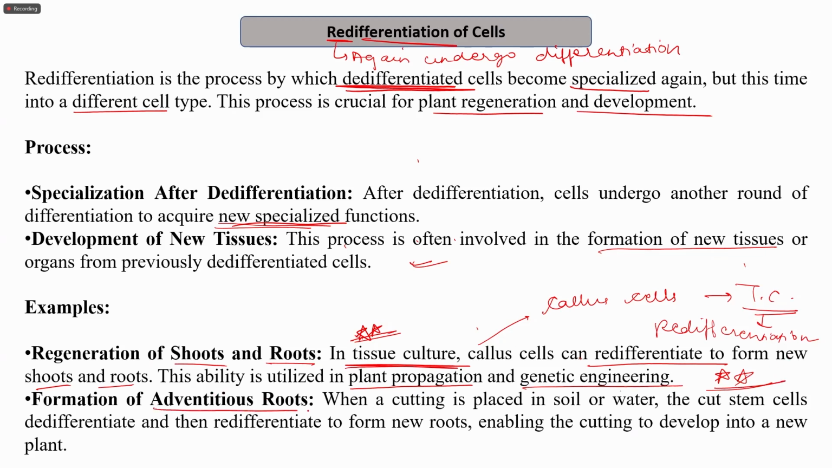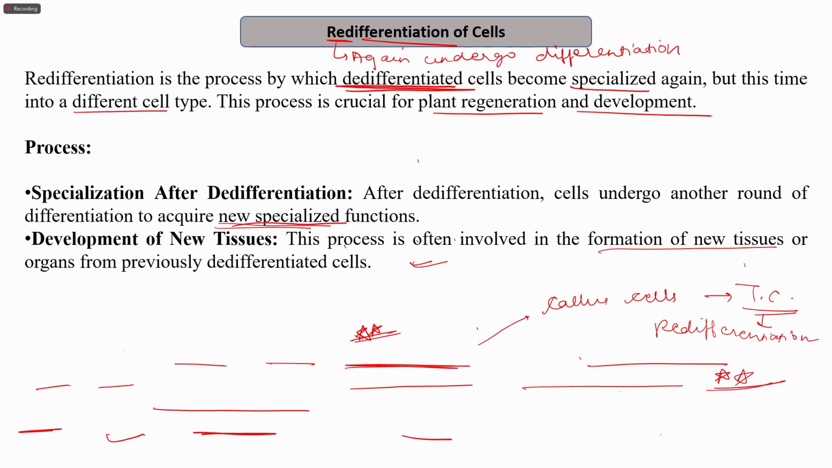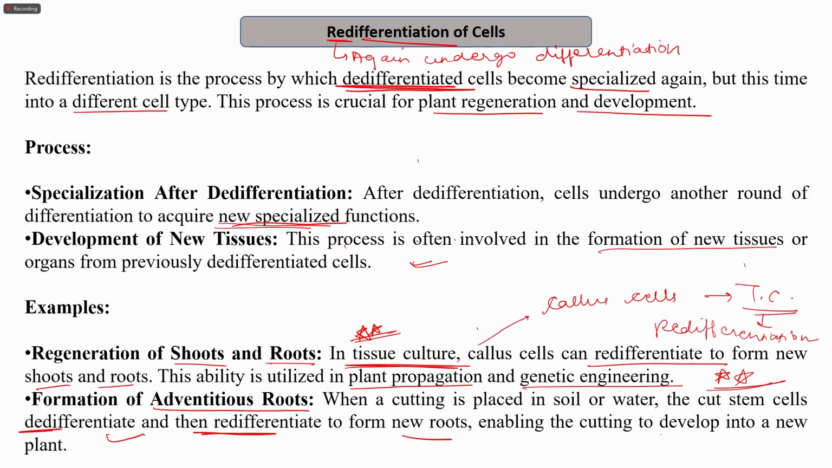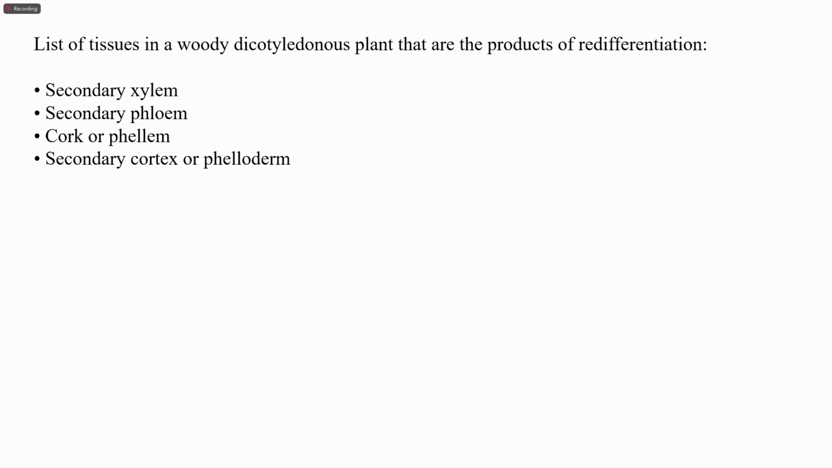Formation of adventitious roots. When a cutting is placed in the soil or water, the cut stem cells dedifferentiate. First, they undergo dedifferentiation and then redifferentiate to form new roots, enabling the cutting to develop into a new plant. So these are the three processes that happen at the cellular level: differentiation, dedifferentiation, and redifferentiation.